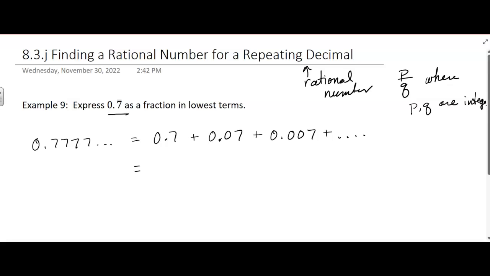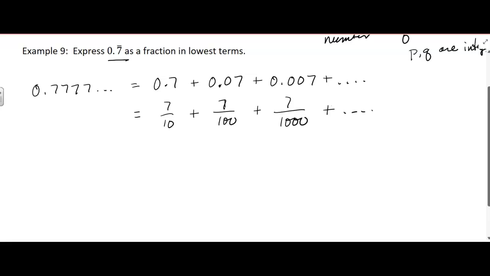Now, if you change those to fractions, that's 7/10 plus 7 hundredths plus 7 thousandths, and on it goes. It's infinite, so that's your infinite geometric series right there. What's the ratio? Well, if you look at it, you're multiplying by 1/10 each time. So R is 1 over 10. Hopefully that'll make some sense to you.